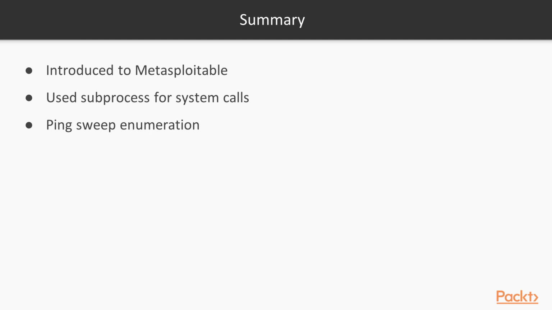So in review, we learned that the Metasploitable VM is an intentionally vulnerable VM, and we can set it up using a host-only adapter in VirtualBox. We learned how to use subprocess to make system calls and how to pipe those outputs into standard error or standard out, and we developed our own ping sweeper for enumeration purposes.